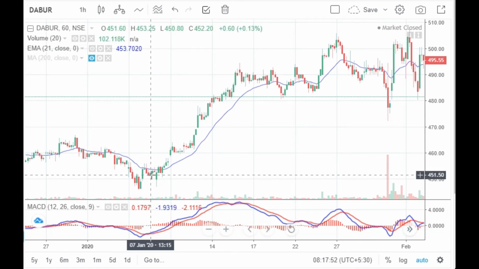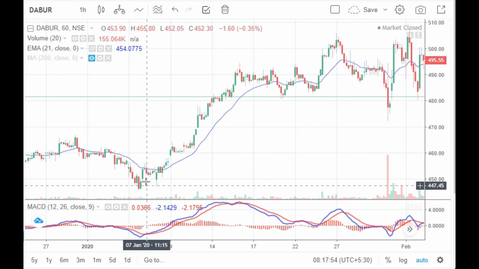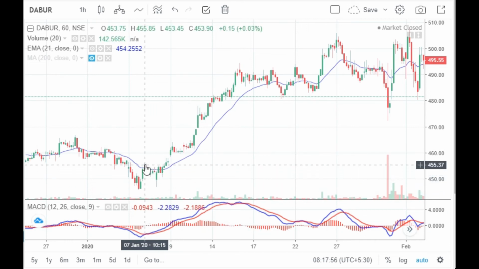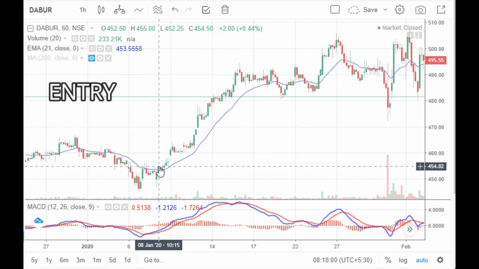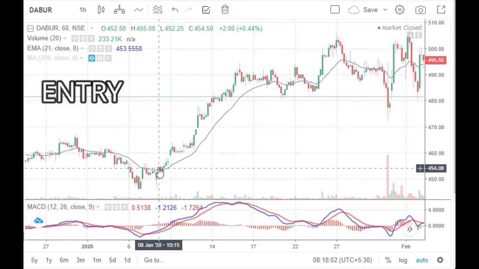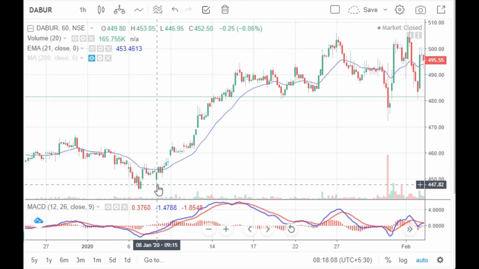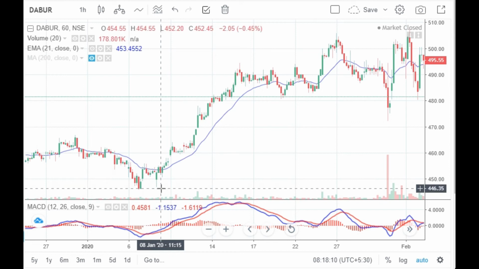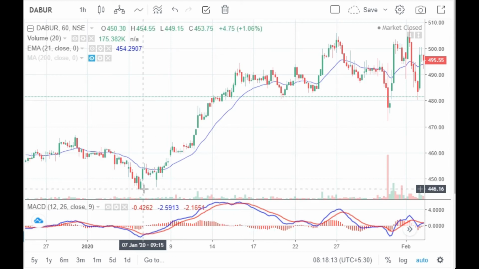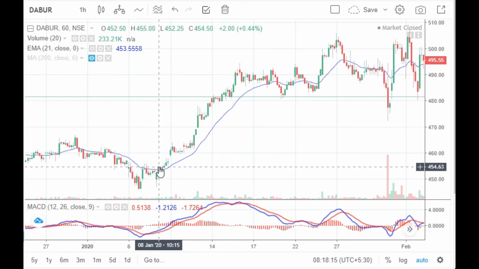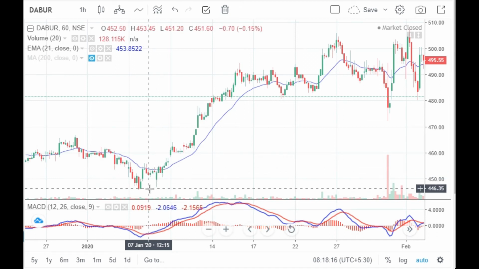So how do you buy? The crossover happens here, and the price never closed above this moving average, right? Only over here it closed above this moving average, and at this point you buy. So you buy here at 454 and you place your stop loss at the swing low. The swing low is 446, so that's about 10 rupees of stop loss.